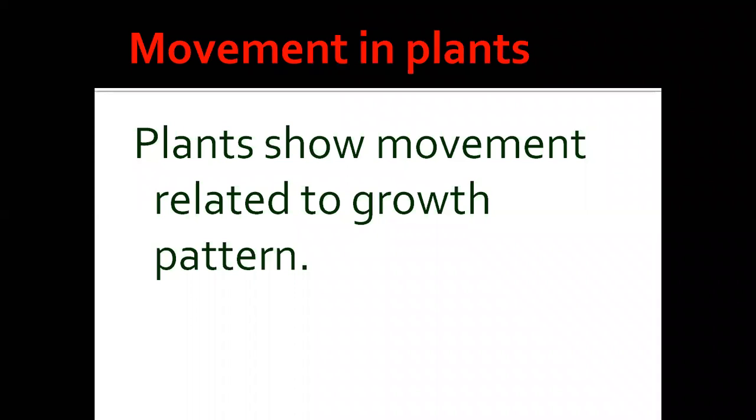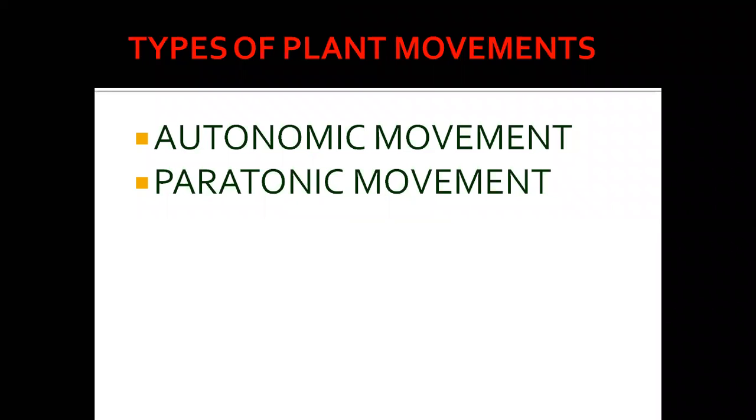Plants as well as animals show movement. Animals move from one place to another, but plants show movement related to their growth pattern. Types of movements: movements are of two types. One is autonomic movement, another is paratonic movement.